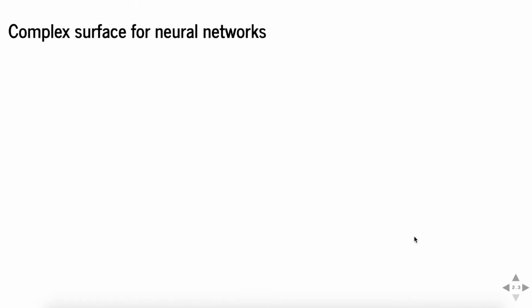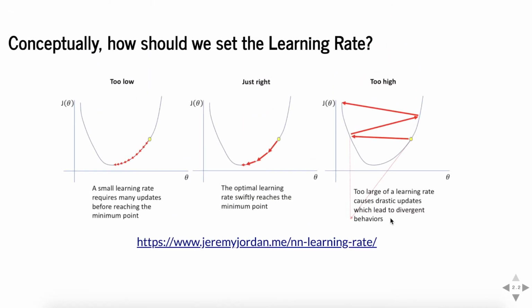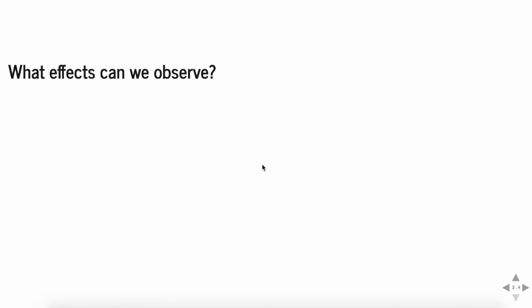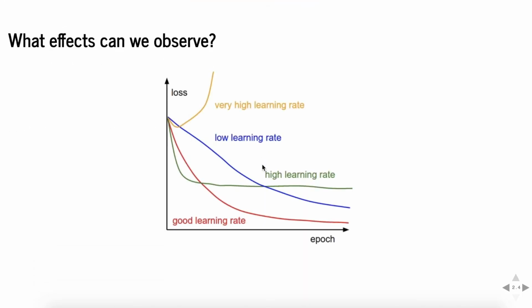Actually, if we just move back to this diagram, we're only going to have the loss evaluated at the steps we're taking. We don't see the whole of the loss curve to begin with. So what can we do? How do we work out whether we've set the learning rate too high or too low?